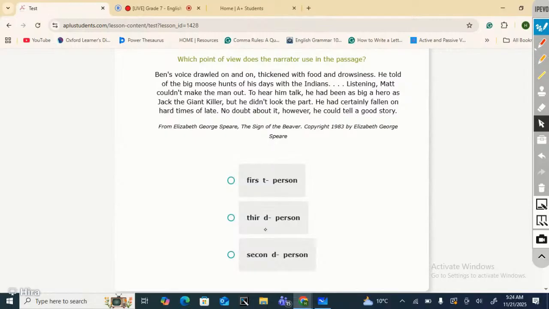Look, the names are used, the names of people who are not present. He, a third person pronoun, is used. Him, and other names, Matt. So, what does it show? These are third person pronouns. It means the point of view is third person.